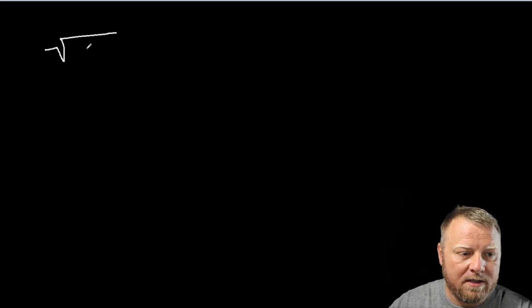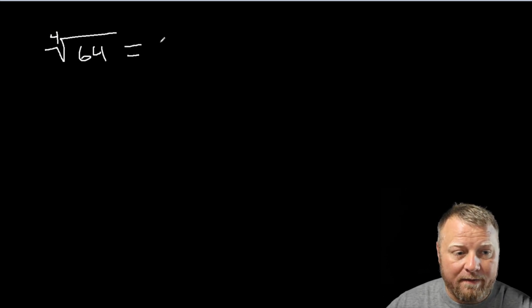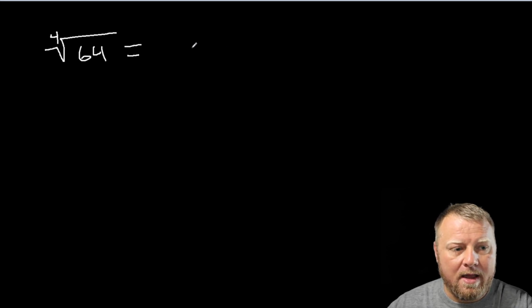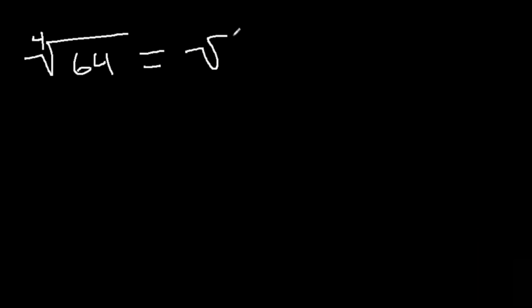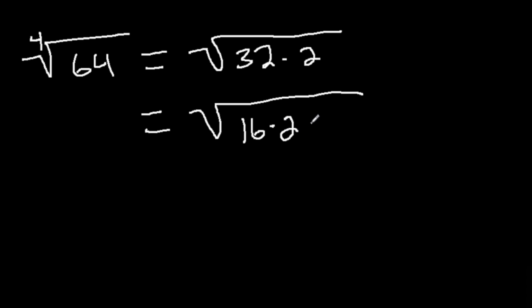Let's do the fourth root of 64 and break it down. So 64 divided by 2, because I know at least dividing by 2 works. So 64 divided by 2 is 32. So 32 times 2 is equal to 64. So that's fine. It's still equal. Let's break this down even more. I know 32 is an even number. So 32 divided by 2 is 16. So 16 times 2 times 2.